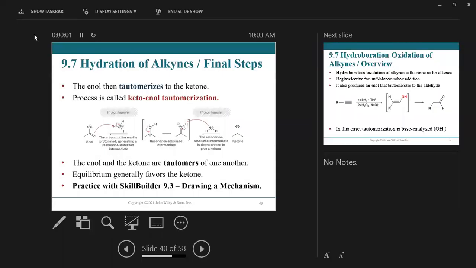So yesterday we left off with this hydration. We talked about the keto-enol tautomerization. Remember, a tautomer is a constitutional isomer, so they have everything the same. The only thing different here will be where the proton is located, and we discussed that yesterday. Anyone have any questions on this?